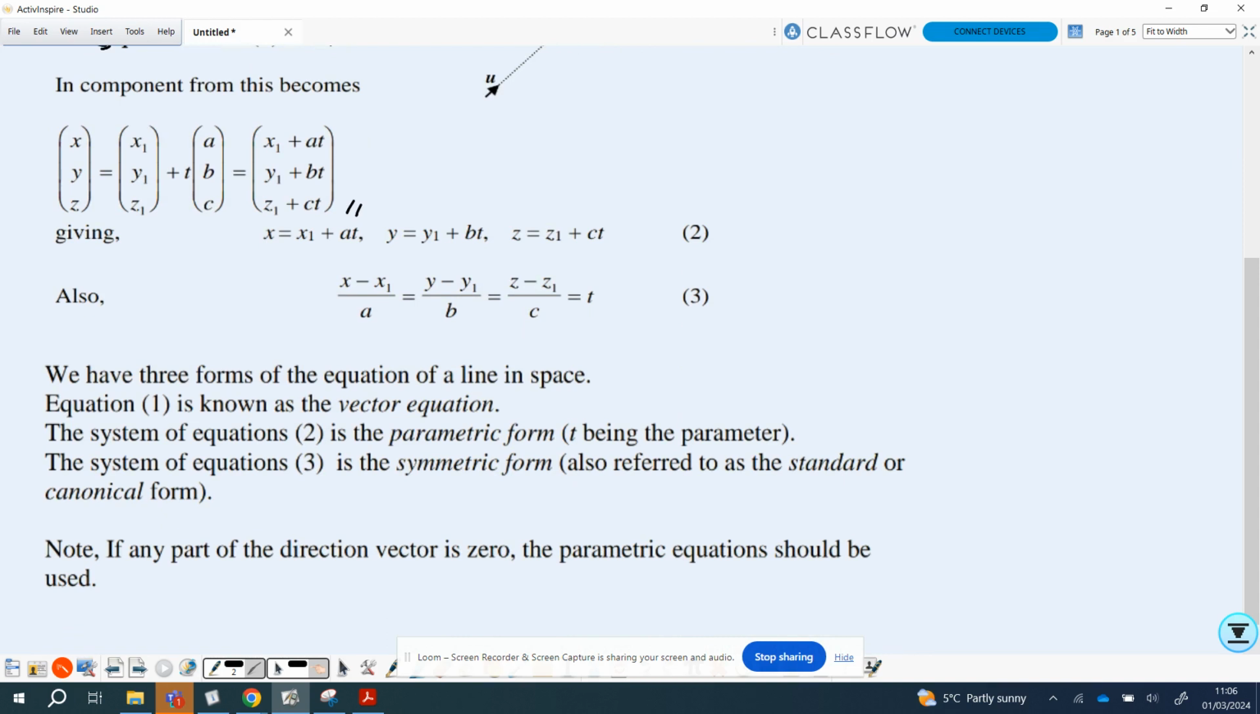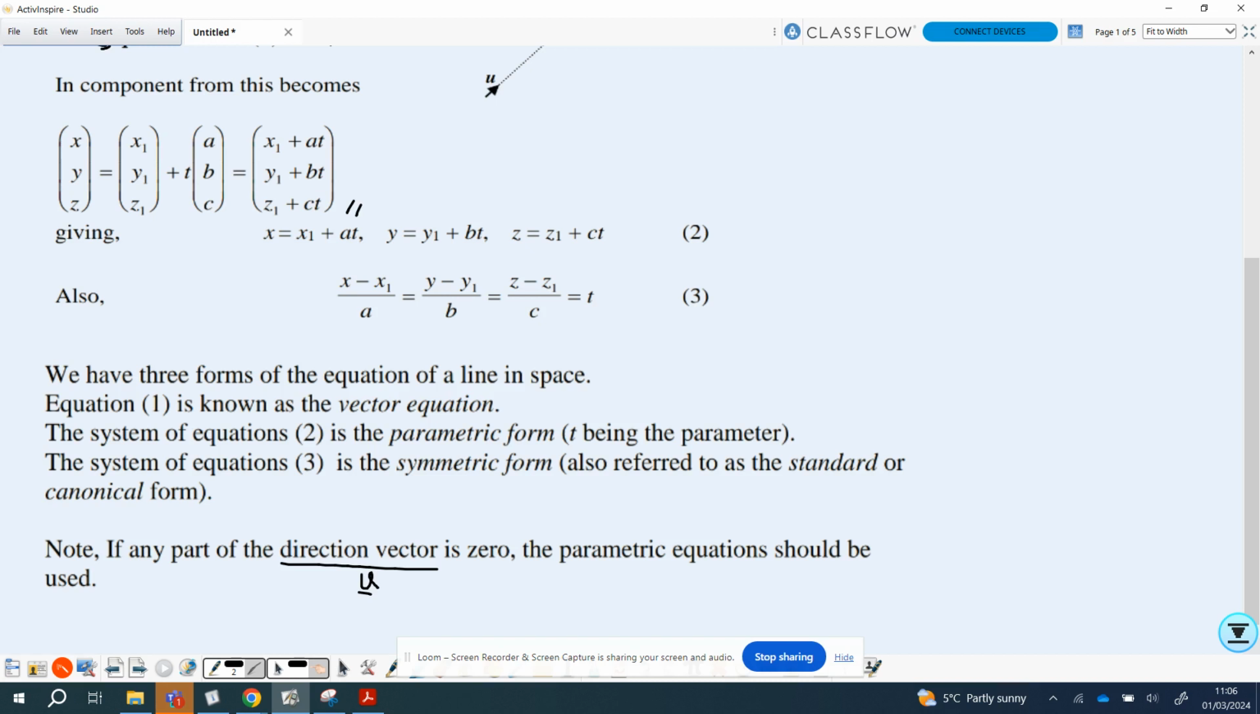So those are the three things that we'll be doing. I'm going to let you pause the video now and write down what I've just mentioned, like how I've done for you. Once you've done that, look at the last note. The really important thing is that if any part of the direction vector, which was u in our case, is 0, then we must use the parametric form. We can't use the symmetric form because the components of the direction vector end up as the denominators and we can't divide by 0.